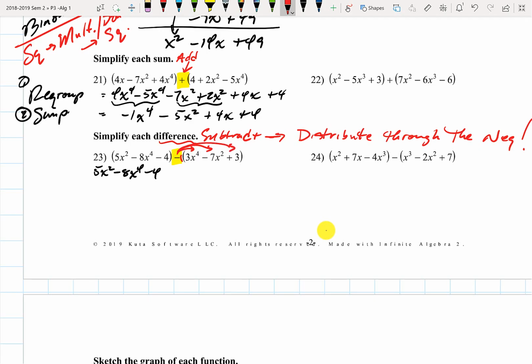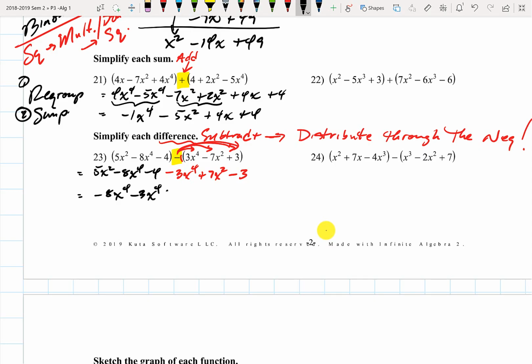Negative 1 times 3x to the fourth is a negative 3x to the fourth. Negative 1 times negative 7x squared is a positive 7x squared. And then negative 1 times positive 3 is obviously a negative 3. So you need to do this, okay? And then regroup. Okay, so fourth degrees first. So I see a minus 8x to the fourth. I see a minus 3x to the fourth.